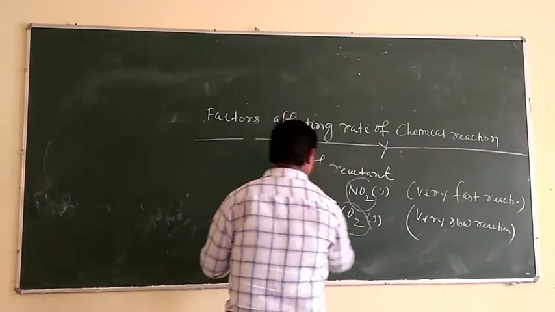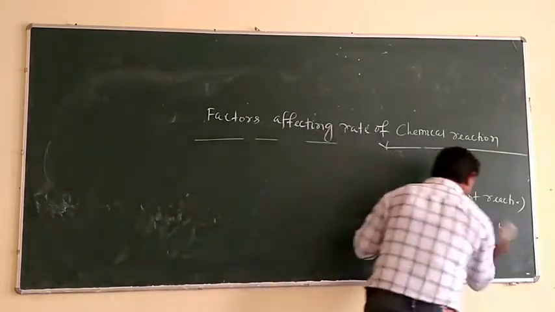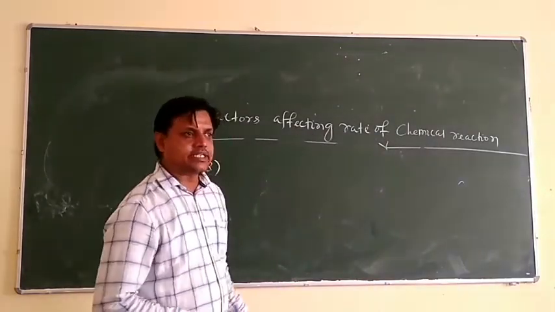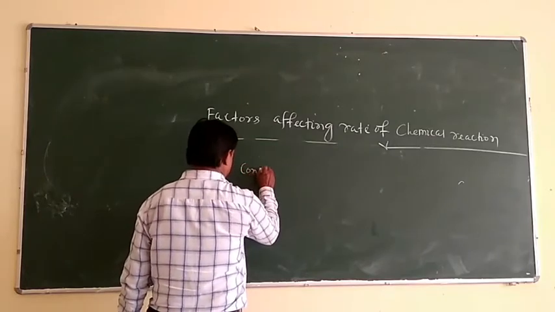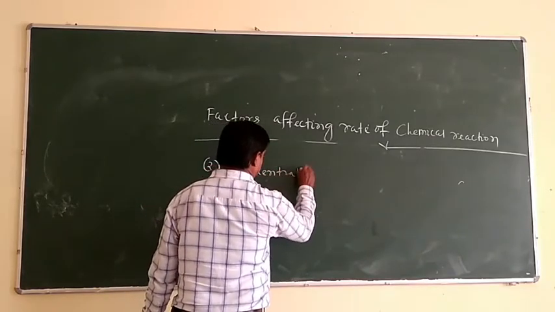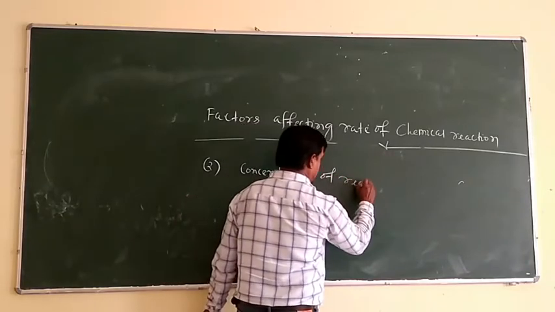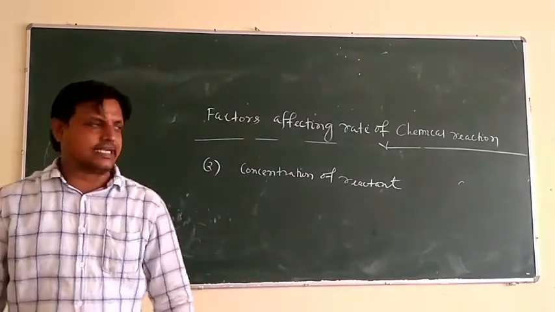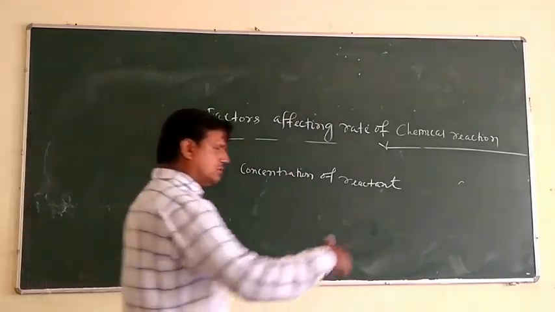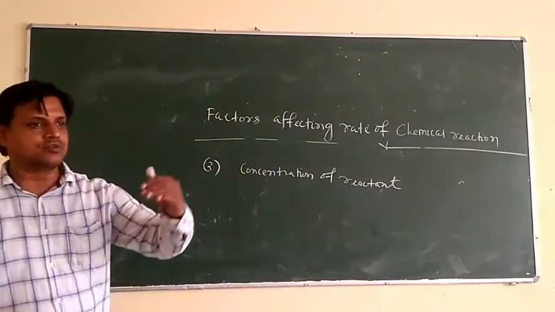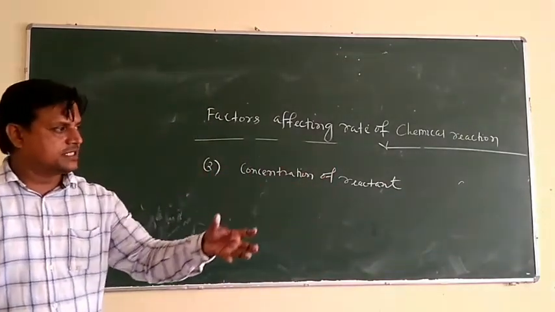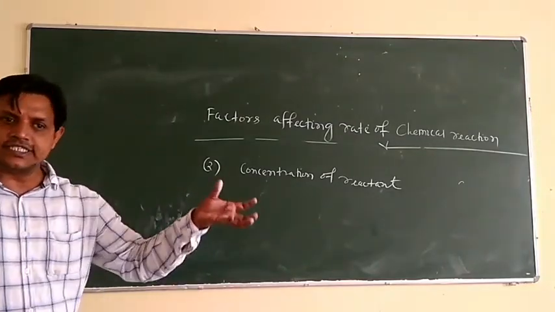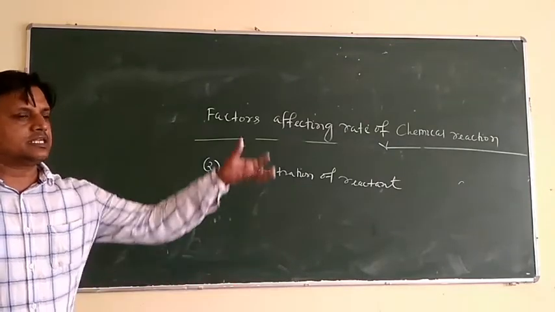Then second factor. Number one factor we have discussed, the nature of reactant. The second factor is concentration of reactant. Okay. So you know, rate of reaction is directly proportional to concentration of reactant. If there is more change in concentration of reactant, then rate is more. If there is less change in concentration of reactant, then rate of reaction is slow.